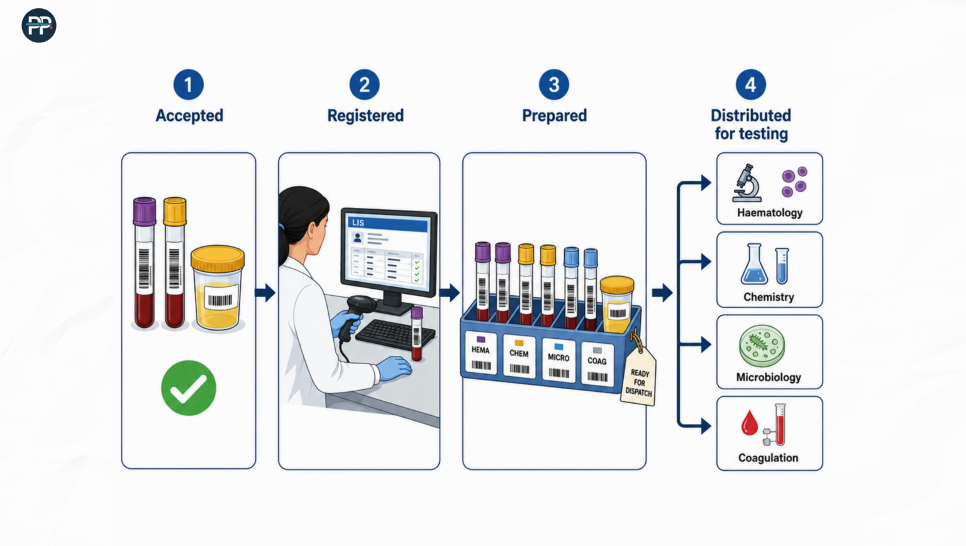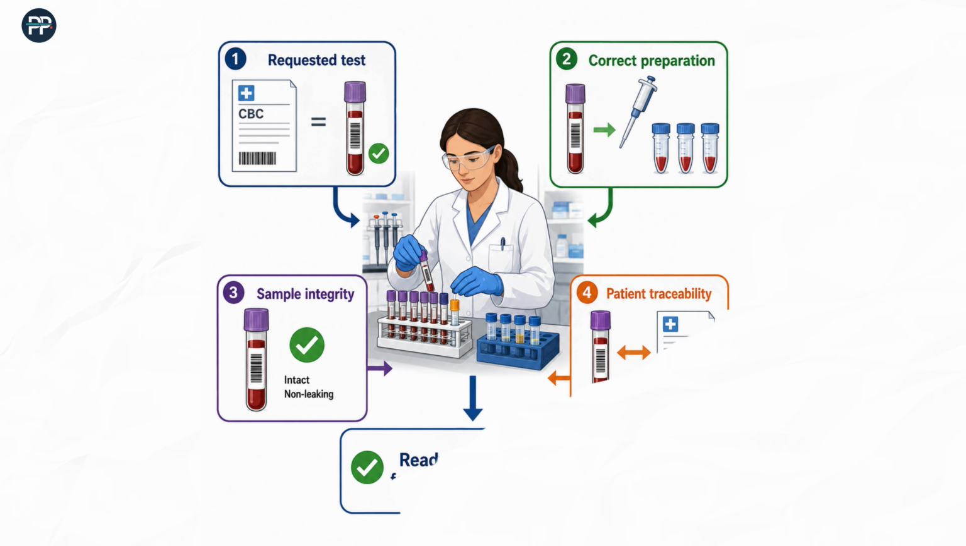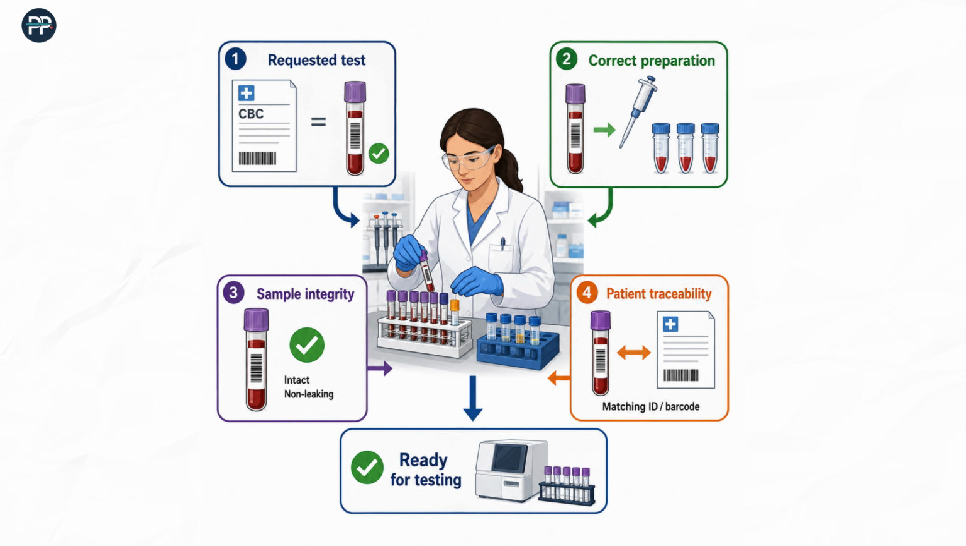Once a sample has been accepted and registered into the laboratory information system, it is then prepared and distributed to the relevant departments for testing. This step is often called specimen processing or pre-analytical processing, and it is a critical part of the laboratory workflow. The aim is to make sure that each sample is prepared correctly for the test that has been requested, while maintaining sample integrity and patient traceability.